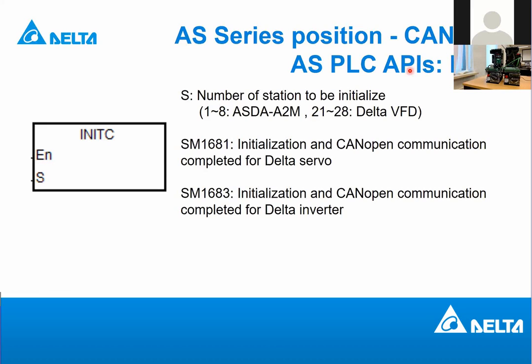So the first step, this is quite important. The first step to start controlling this drive, this slave, is to use this API. We call it InitC, initialize CANopen communication. If you execute this API, it will initialize the servo drive and the inverter for CANopen communication. It means the drive says, oh, I'm ready to receive command from the master. And the master knows, oh, my slave is there. I'm ready to command my slave.